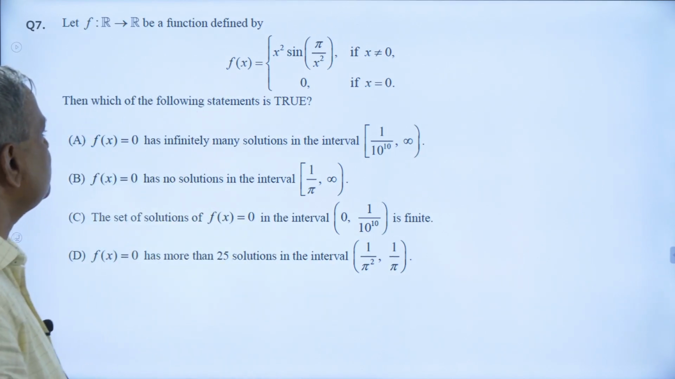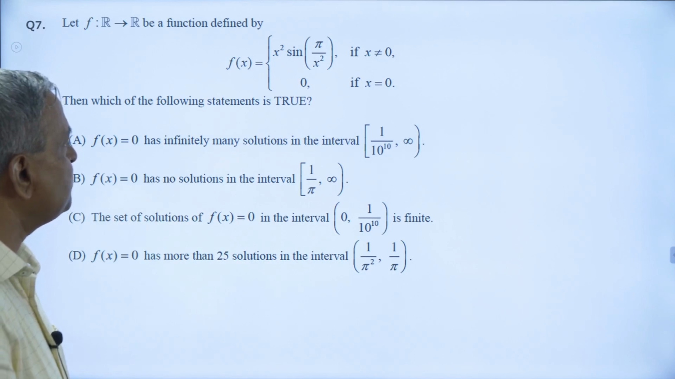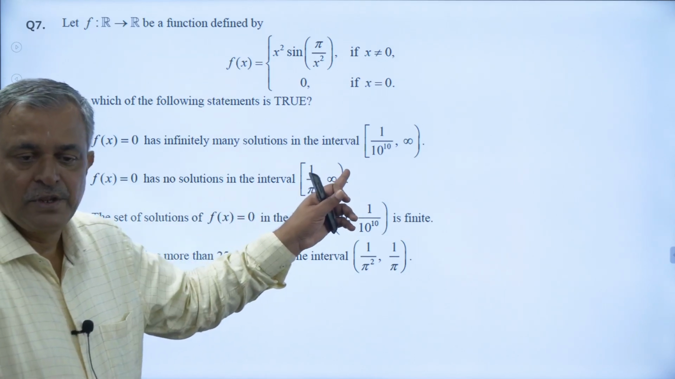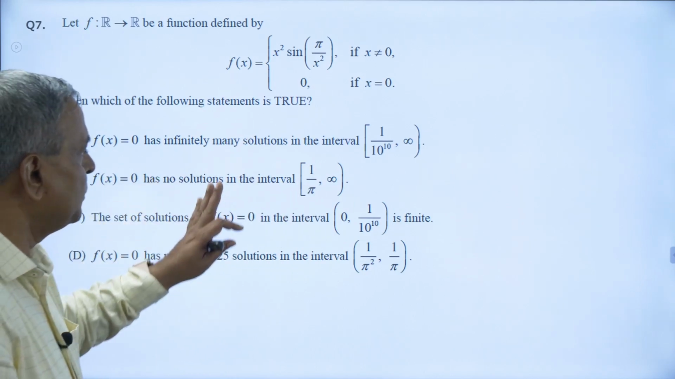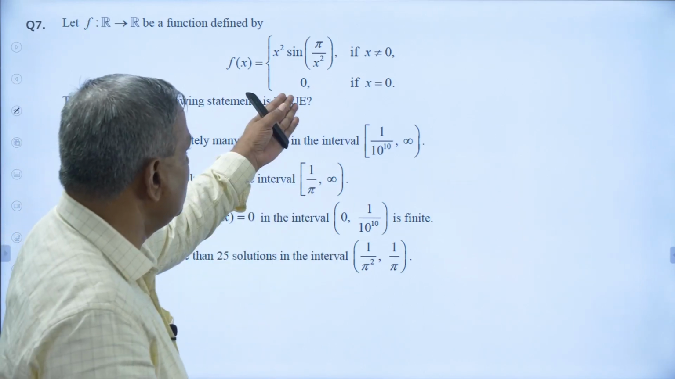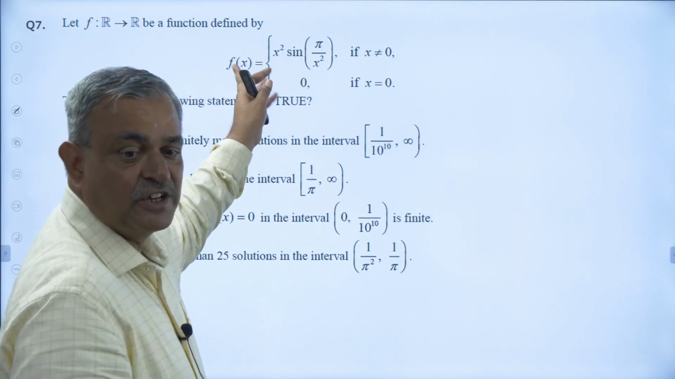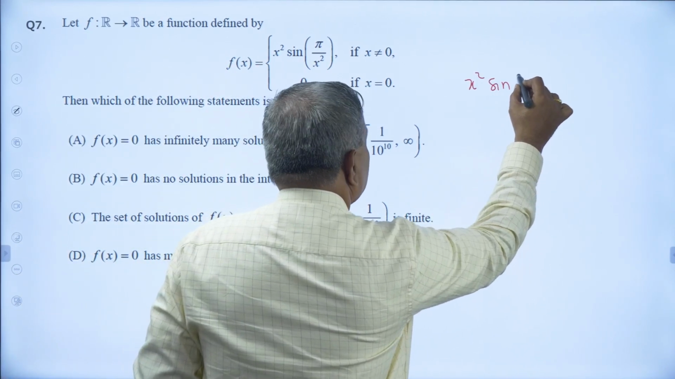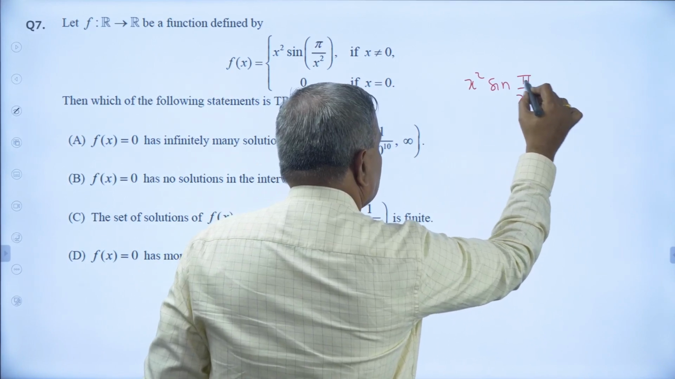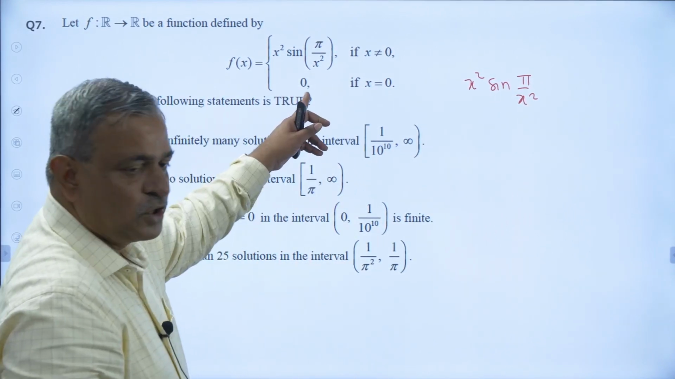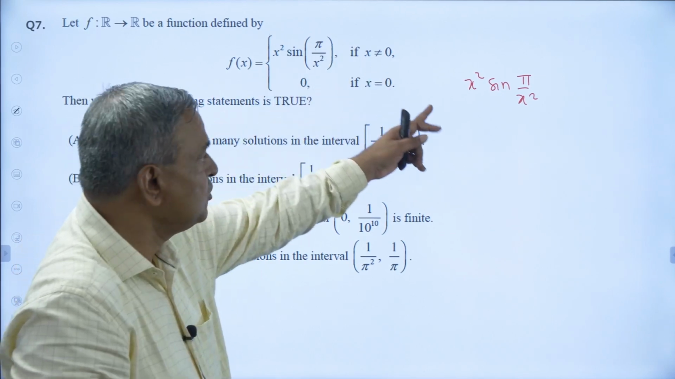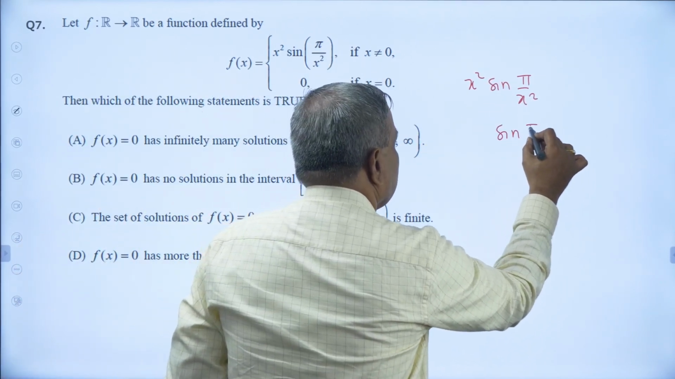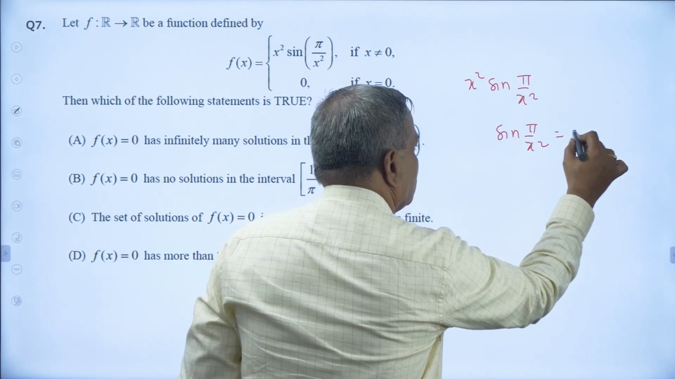Now, the given real numbers, a function f of x equals x square sine pi by x square, x is not equal to 0. Which of the following is true? Same way, option wise, f of x equal to 0. Of course, 0 when x is equal to 0. When will this be 0? x square sine pi by x square. x square is 0 we are not considering, x is not equal to 0. So this portion must be 0. It means sine pi by x square is 0.